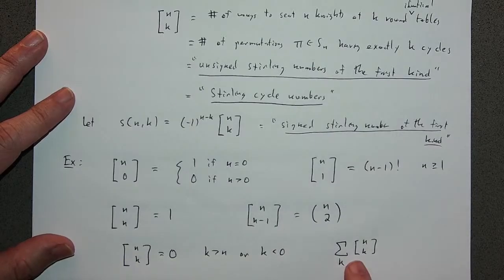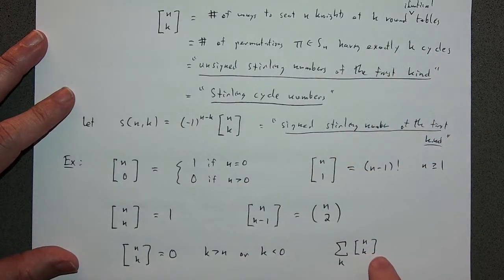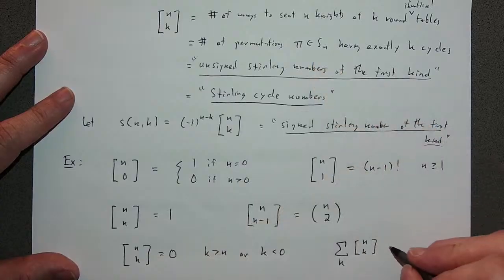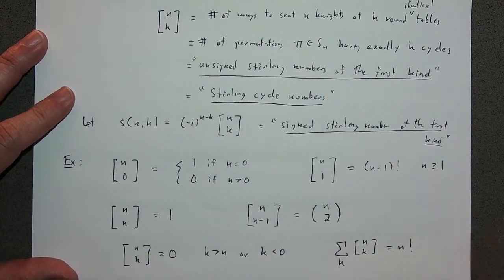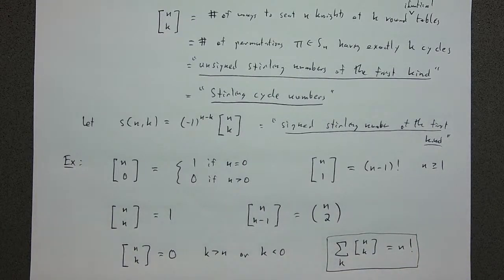right? Then what I get is a sum over all the permutations having any number of cycles. So this is the total number of permutations, but the total number of permutations in S sub n is just n factorial. So these have to be the same. These count the same objects, which are just all permutations. And so we have this fact as well, that a sum over k of the Stirling cycle numbers is actually n factorial. Okay.